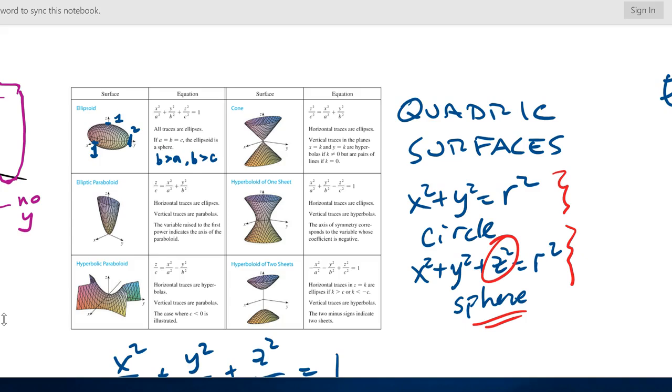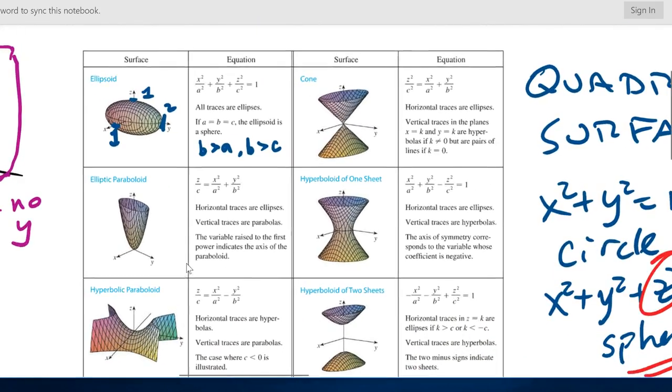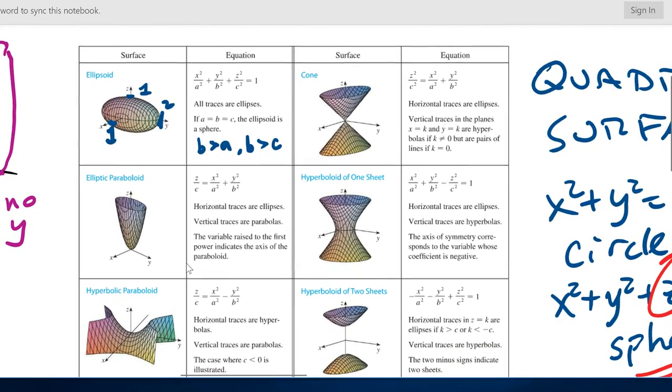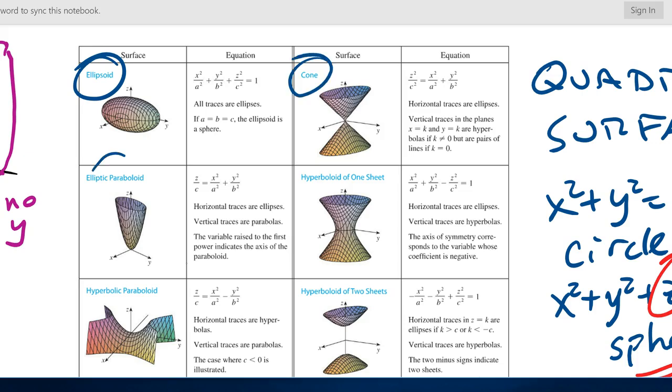Now I would highly recommend that you memorize these, okay? Memorize these because they come up over and over and over, all right? At least know the basic ones. Know the ellipsoid, know the cone, elliptic paraboloid. These come up a lot. All right, so that's 12.6, that's quadric surfaces.